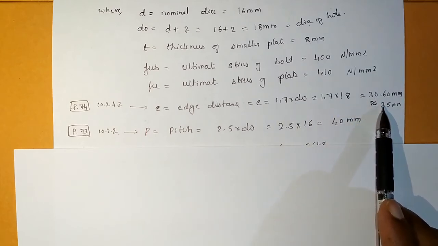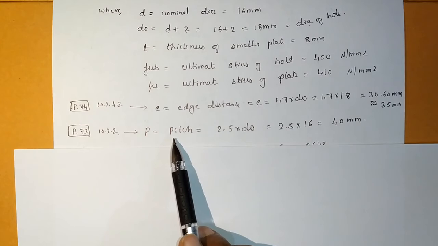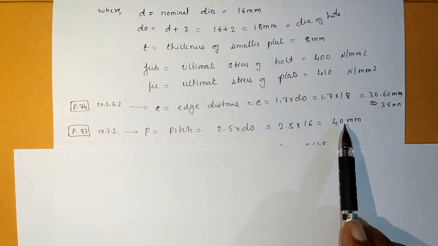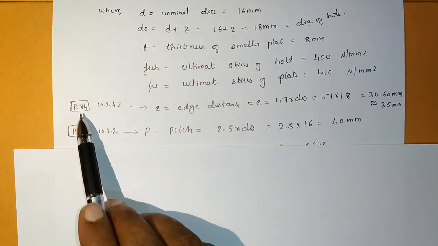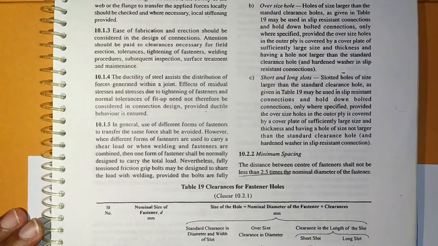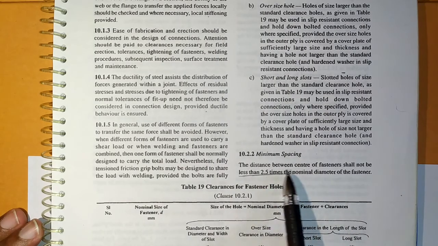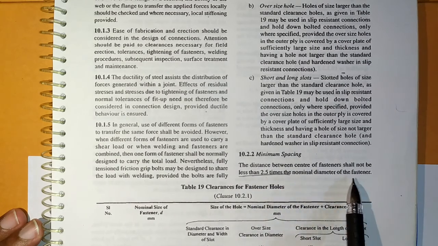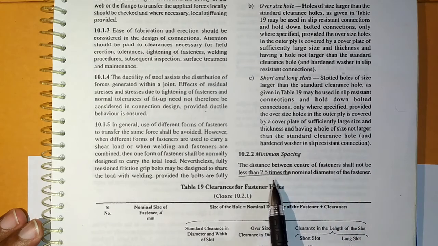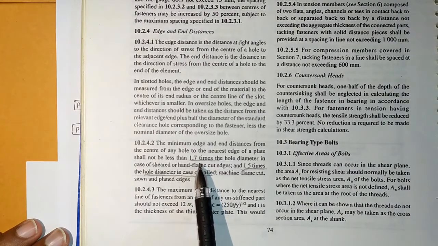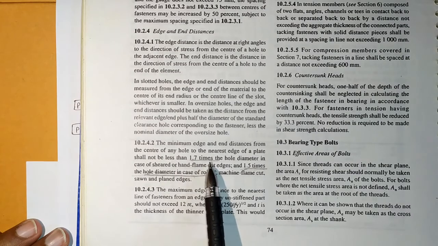I am taking higher value, 35 millimeter. For pitch, this is the formula 2.5 into d naught, 2.5 into 16, 40 millimeter. This formula is given in page number 73 and 74 of IS 800:2007 code book. For pitch, the distance between centers of fasteners shall not be less than 2.5 times the nominal diameter of the fastener or bolt. Pitch equal to 2.5 times the nominal dia of the bolt. This is the edge distance. Edge distance should not be less than 1.7 times the hole diameter.